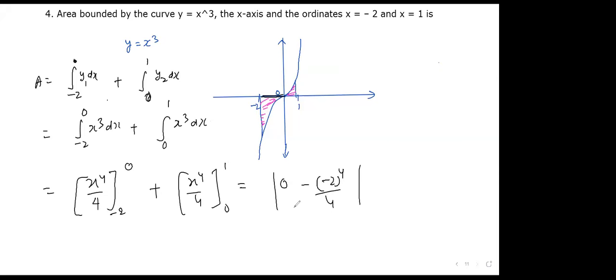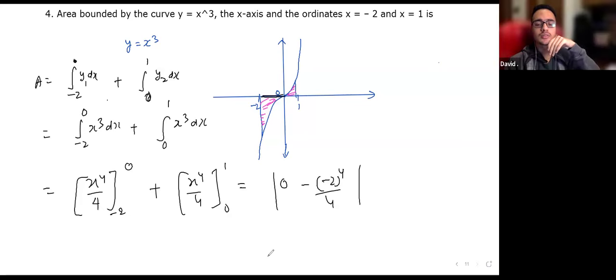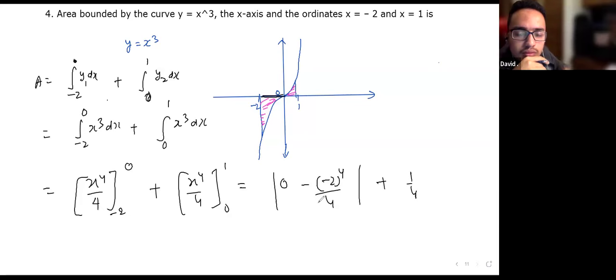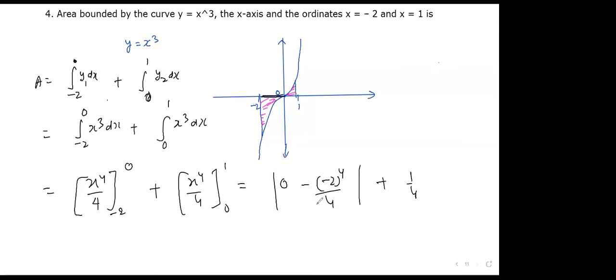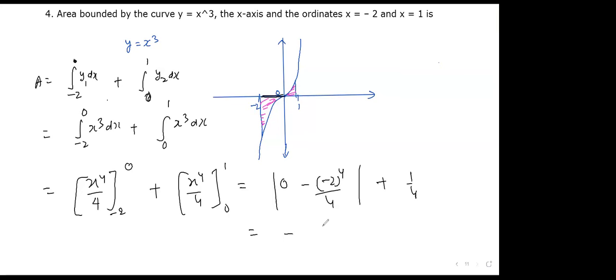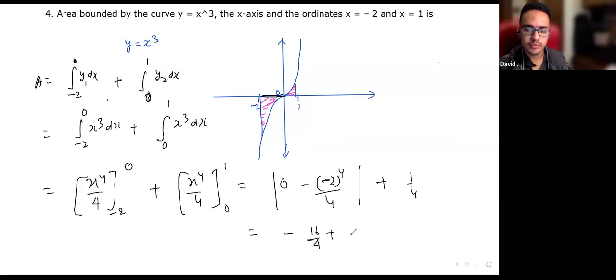But you always keep in mind that area is always a positive value. In case you get a negative value, then you have to make it positive. Plus 1 over 4. And you will see the difference. In case you forget this, then you will get a wrong answer, and that is also in the choices. So this is minus 16 over 4. 16 over 4 is 4, plus 1 over 4.